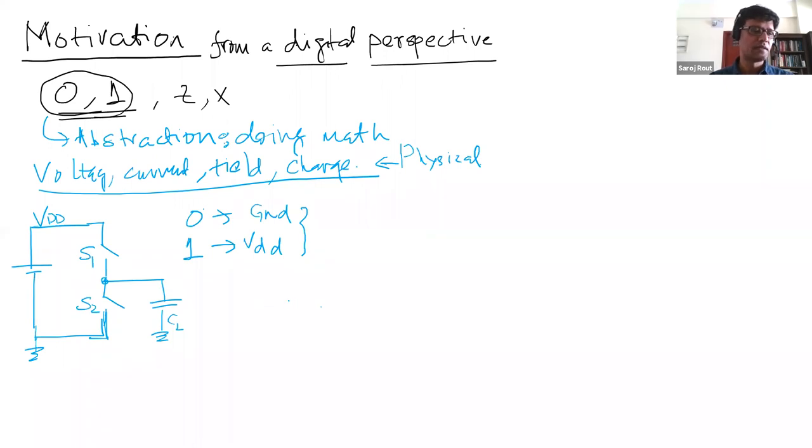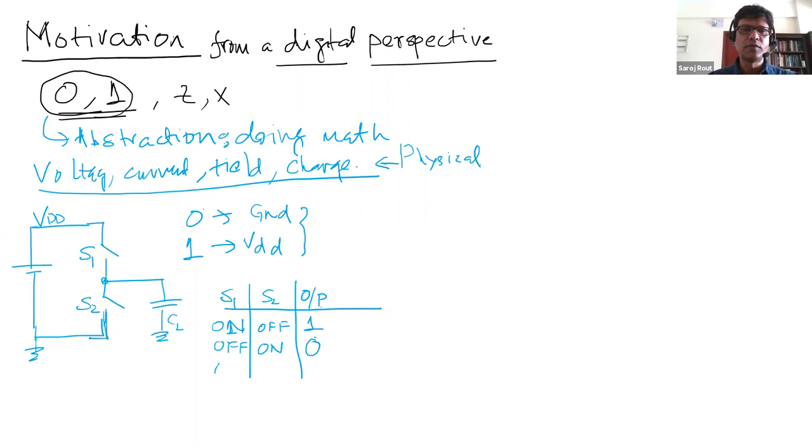Which means that, if I draw it as a truth table, let's say I have S1, S2, and this is my output. Then if I want my output high, I want my switch S1 to be on, and this should be off. And if I want my output to be zero or ground, then I want this to be off and this to be on. And obviously both on is no good because it'll short my battery and blow it up in 2 seconds, so not allowed, right? Okay, so that's one of the reasons.